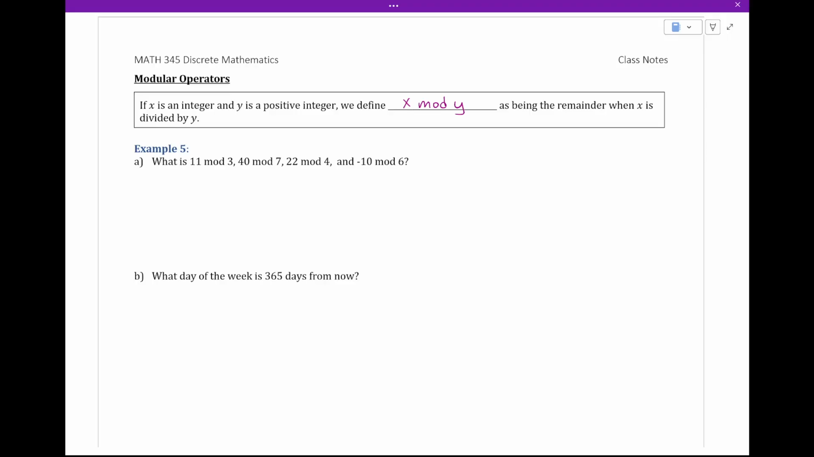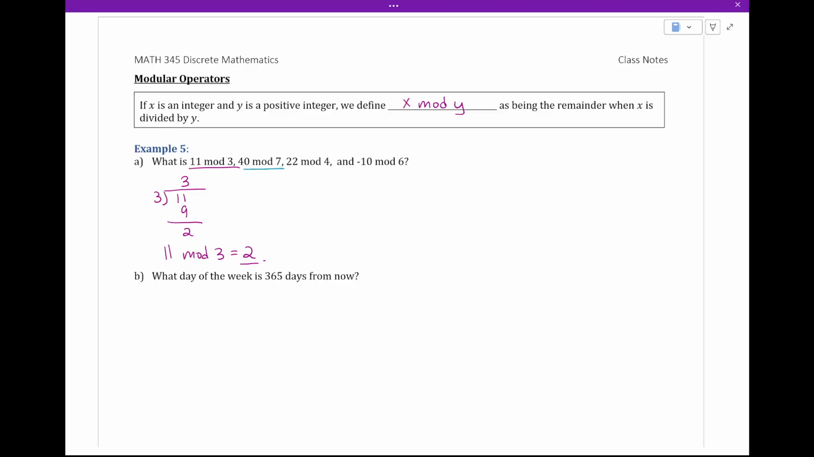So here we've got several examples. We'll start off with this one, 11 mod 3. We get to do some long division. 11 divided by 3 is 3, and that's 9, remainder 2. So 11 mod 3 is 2, because 2 is the remainder when I do that division.